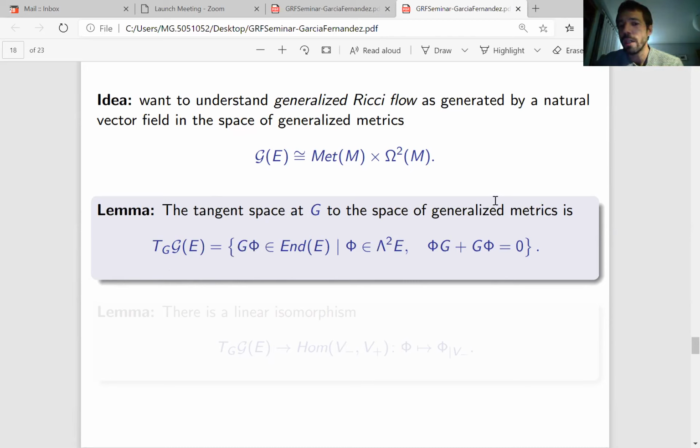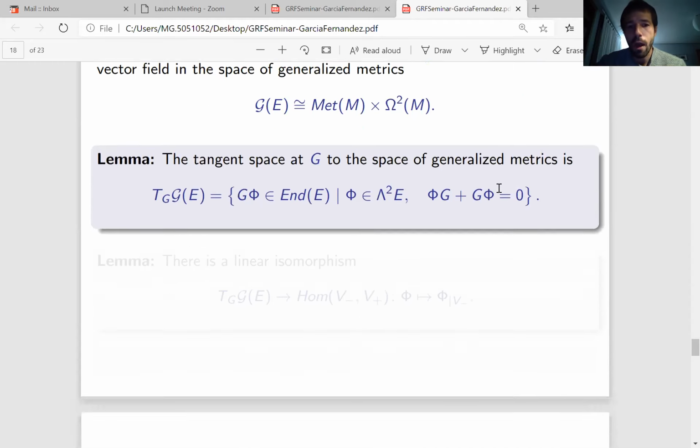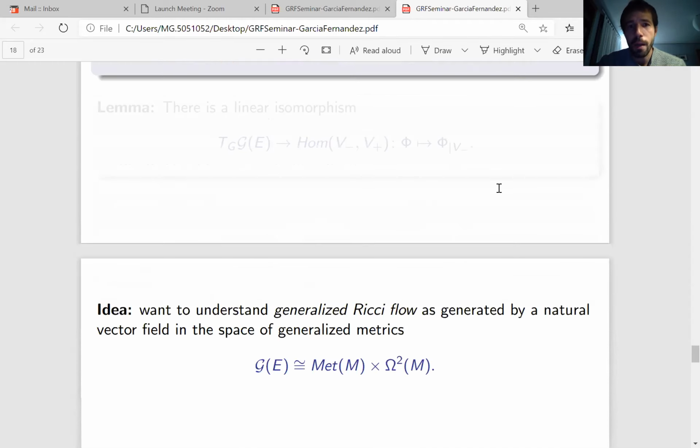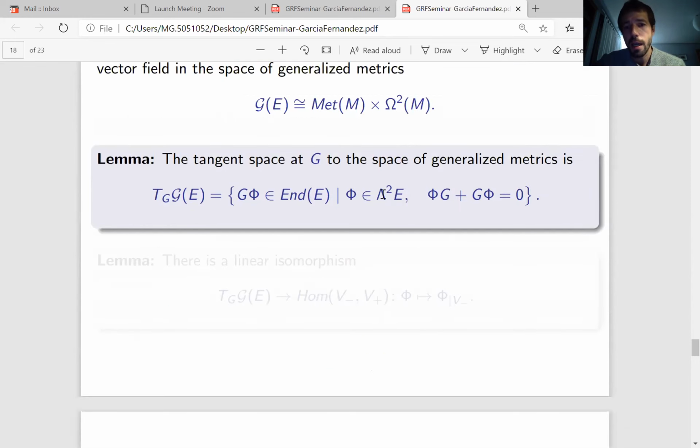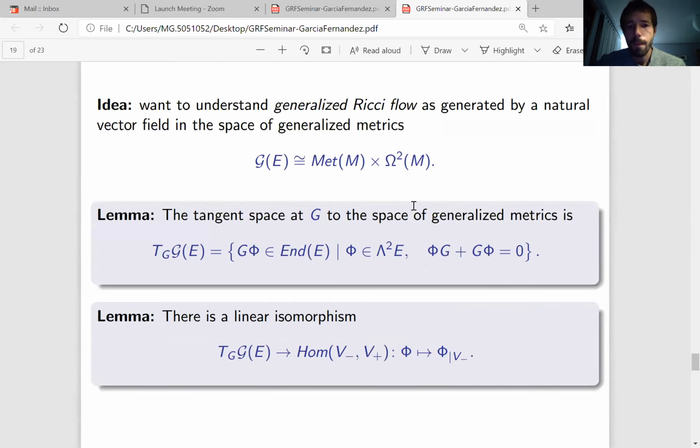The fact that phi anticommutes with G tells you that it is exchanging the B plus bundle with the B minus bundle and the B minus bundle with the B plus bundle. And therefore, combined with the fact that this is skew, it tells you that a variation of generalized metric is uniquely determined by the restriction of phi to the B minus bundle, for example. You could do the same with the B plus bundle. So it is uniquely determined by a homomorphism from B minus to B plus.